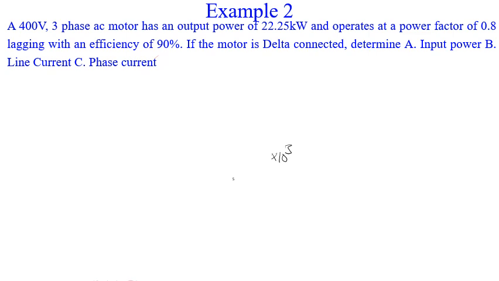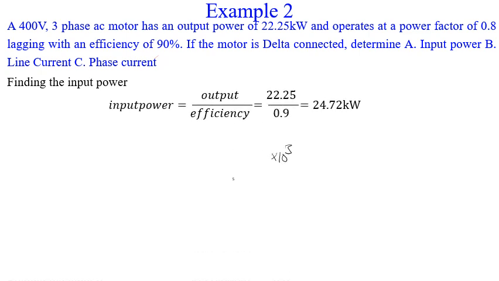So we know the efficiency. Efficiency is equal to output power over input power. Since we're calculating for input power, we make input power the subject. Our output power was 22.25 kilowatts and our efficiency was 90%, so that is 0.9. So we get our input power as this. After getting our input power, we need to calculate the line current.